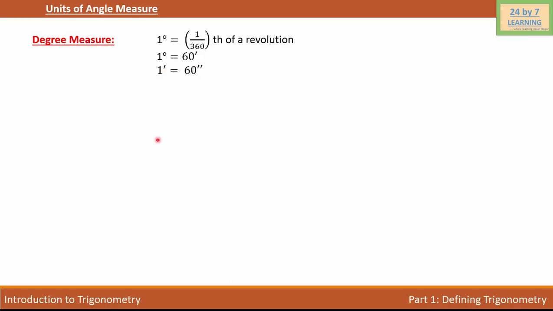Now let's consider some examples of angles. As you can see, this is the angle 360 degree because we are starting at this point and we are going all the way around the circle. So this is an example of 360 degree. Now let's consider some more examples.